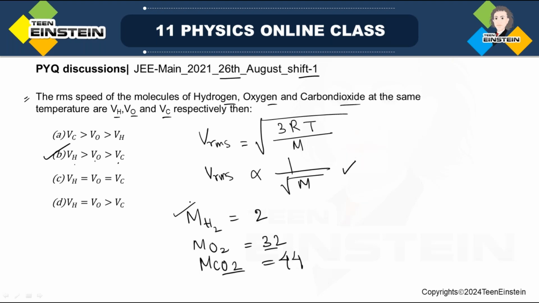So this was very simple. If you can remember this particular formula, or see here you have not been asked to find out the exact value. In general, there will be no questions asking you the exact value of Vrms. So if you can remember Vrms proportional to square root of T by molecular mass, this is also fine, but you have to remember this formula to solve this kind of problem. Okay, we'll move on to the next problem.